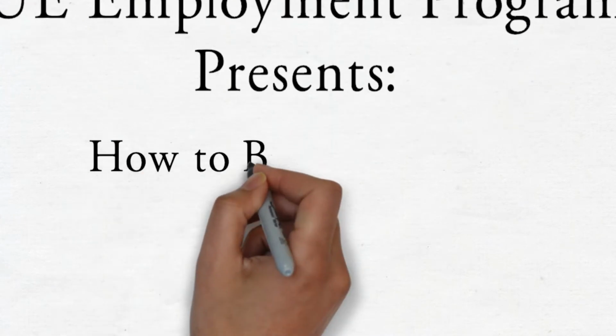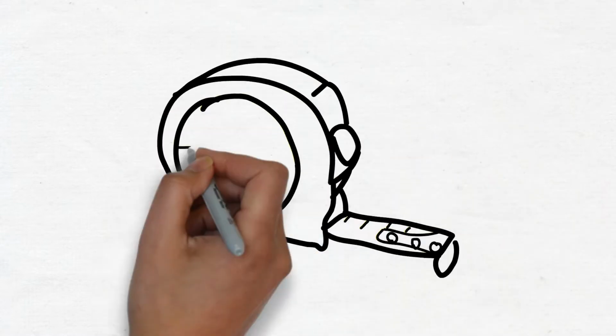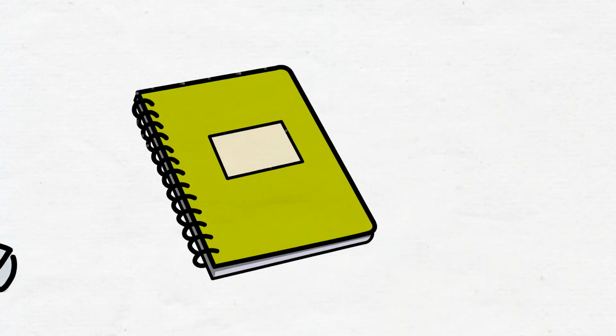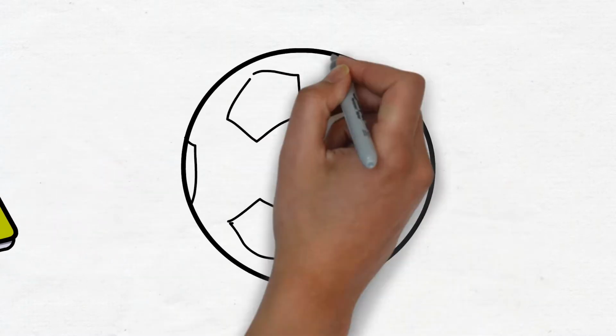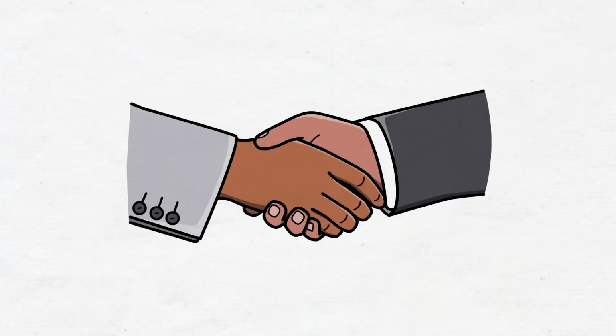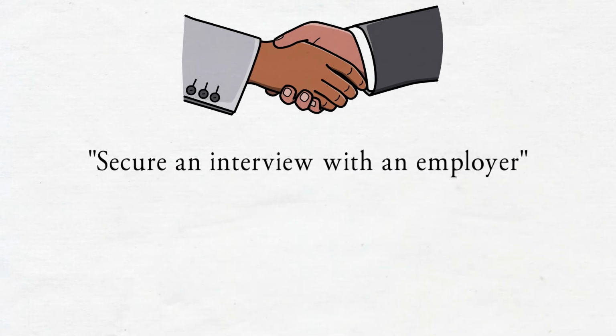Today I'm going to talk to you about the process of creating a chronological resume. A resume is a list of your work experience, skills and attributes, education, training, volunteer experience, and hobbies and interests. A resume is required to apply for jobs. The main function of a resume is to secure an interview with an employer.